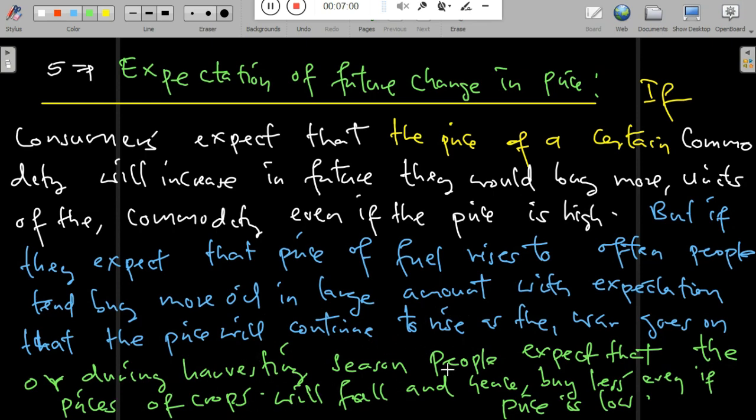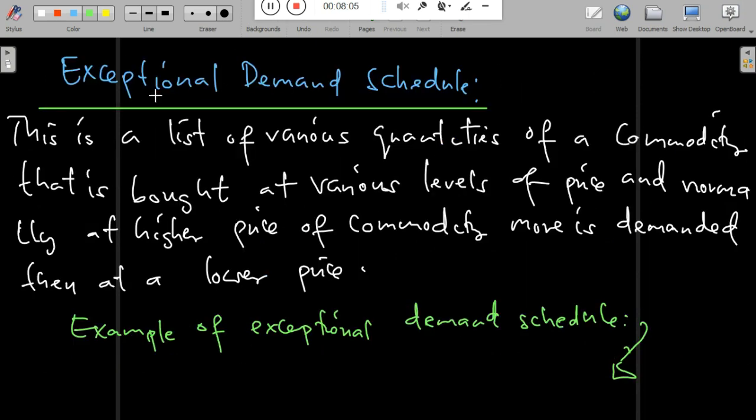But also there is the expectation of a future change in price. If consumers expect that the price of a certain commodity will increase in the future, they will buy more units even if the price is higher. But if they expect that the price will fall further, they will buy less. A good example is during wars, when the price of fuel rises often. People tend to buy more oil in large amounts, expecting that the price will continue to rise as the war goes on. Or during harvest season, people expect that the price of crops will fall, and hence they buy less even if the price is low.